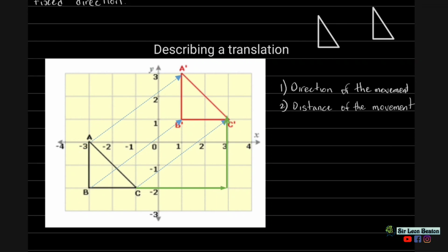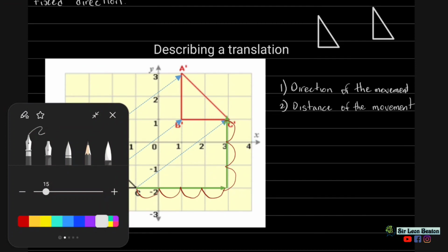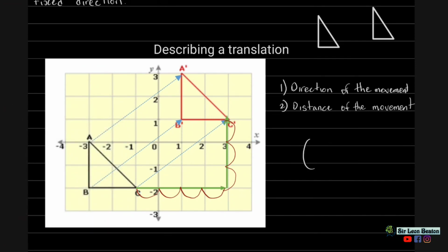We can take any point on the triangle, let's say point C, and we can see how many times it moves horizontally and then vertically to meet C prime. So we can count this. We move 1, 2, 3, 4 times to the right, and then 1, 2, 3 times up. So this movement can be described using the vector (positive 4, positive 3). This tells you that it moved 4 times to the right and 3 times up. And that is how you describe a translation.